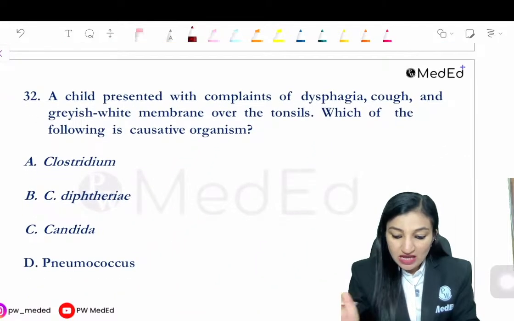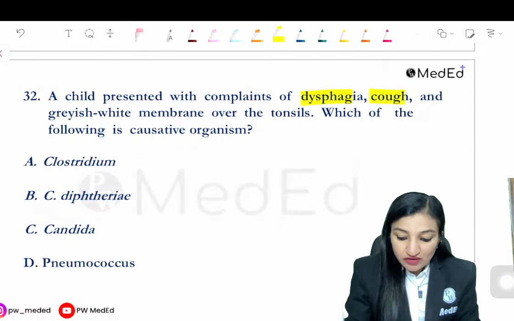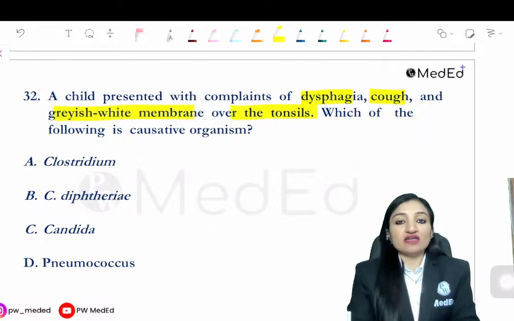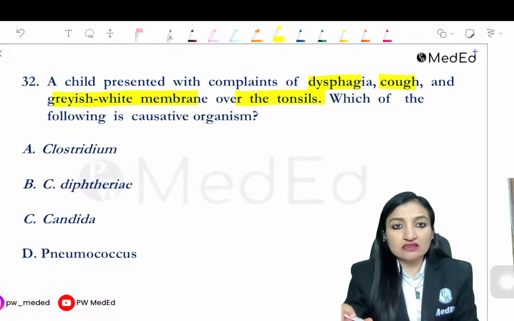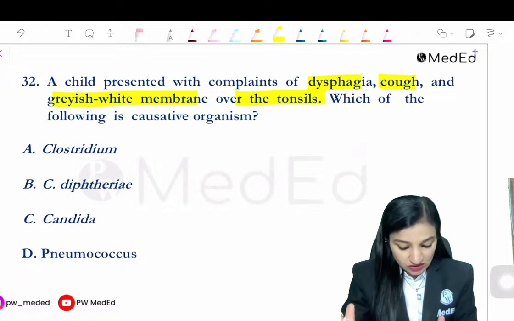Okay, next question. A child presented with complaints of dysphagia, cough, and grayish white membrane over the tonsils. Which of the following is the causative organism? This we discussed, some aspect of this organism we discussed yesterday also. So what do you think this is? Clostridium, Corynebacterium diphtheriae, Candida, or Pneumococcus?